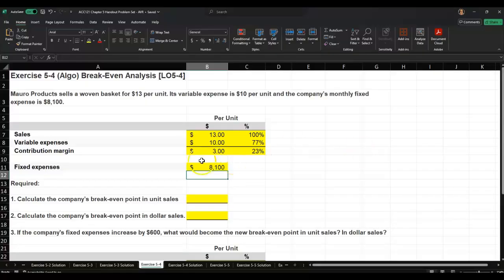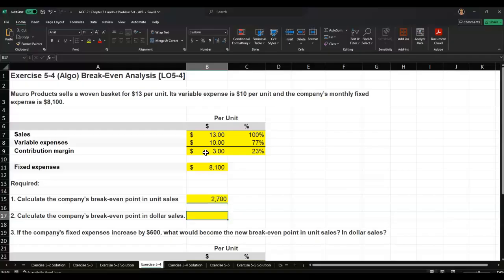So then it says, calculate the company's break-even point in unit sales. All right, you remember how to do it? Good. It's the total fixed cost of the 8,100, and remember, we're doing units, so we're going to divide that by the contribution margin dollars per unit. So we get 2,700 units.